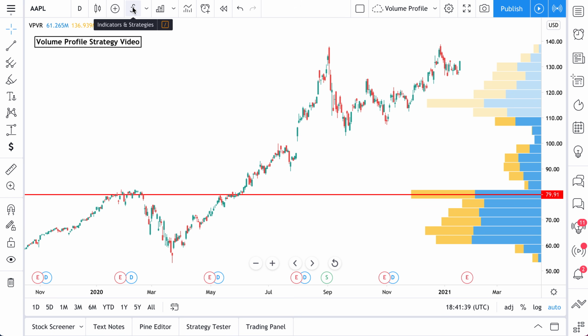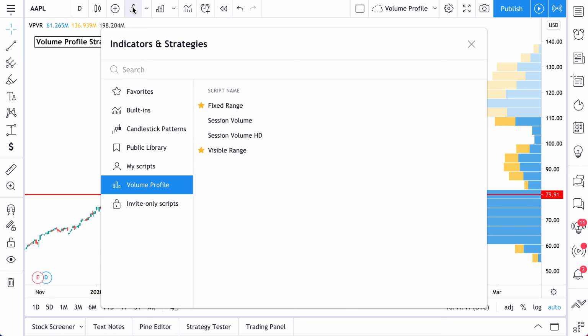So watch our mouse here. This is our indicators and strategies menu. We click it, we open up the menu, we go to volume profile and click. And then, of course, we have the volume profiles right here that we want to select. Right now, we already have visible range on the chart. So why don't we also add a fixed range?